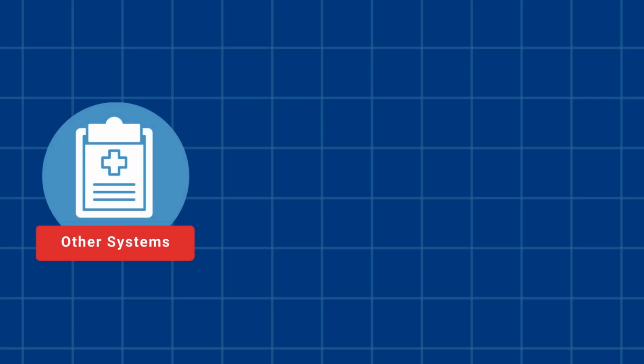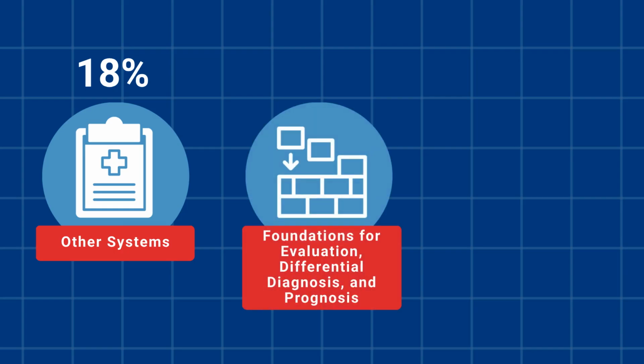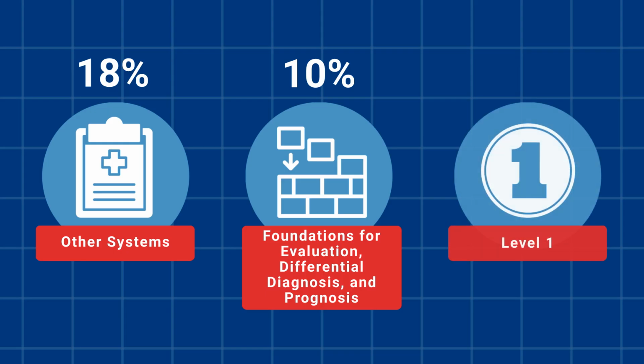This question is an other systems question which represents approximately 18% of all exam items. This question is a foundations for evaluation, differential diagnosis, and prognosis question which represents approximately 10% of all exam items. This question is a level 1 question since the question requires students to possess basic foundational academic knowledge. Remediation of level 1 questions occurs through academic review of entry-level content using textbooks, review books, Basecamp, and flashcards.